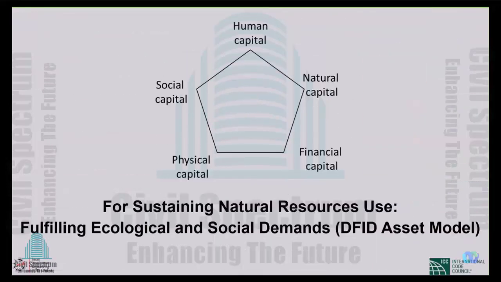Next one is a little bit complicated. Let's say in the world, capital is split into five major categories. Here is human capital. Human capital is the biggest resource, the biggest capital. It is very difficult to give a monetary value to it. What is the value of a life? No one knows. Everybody can guess.